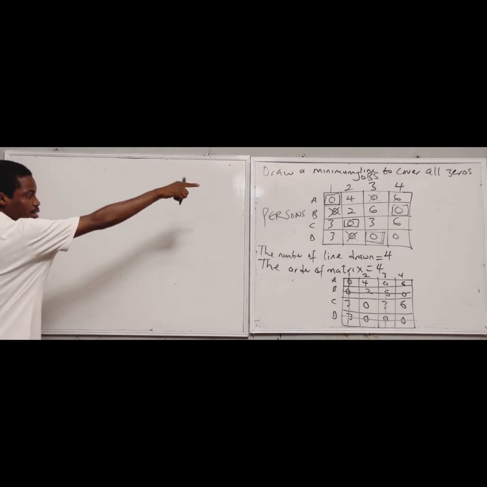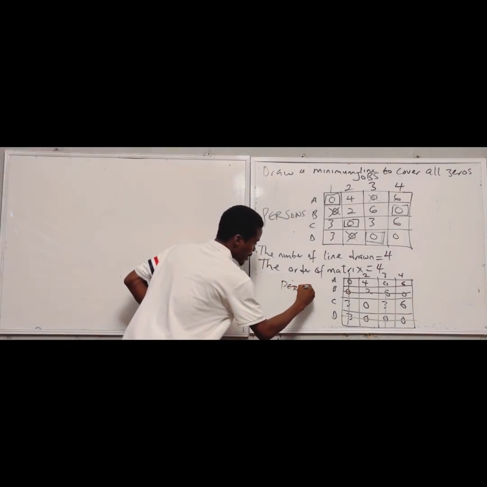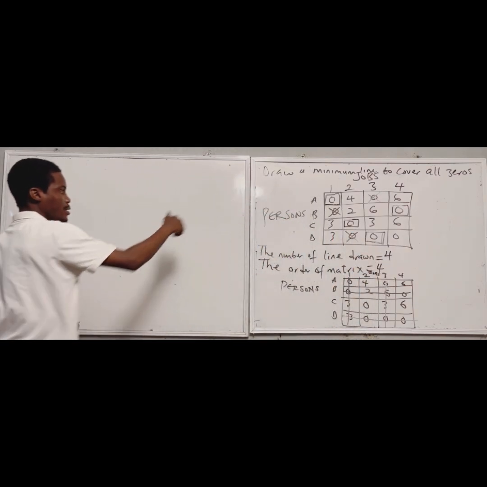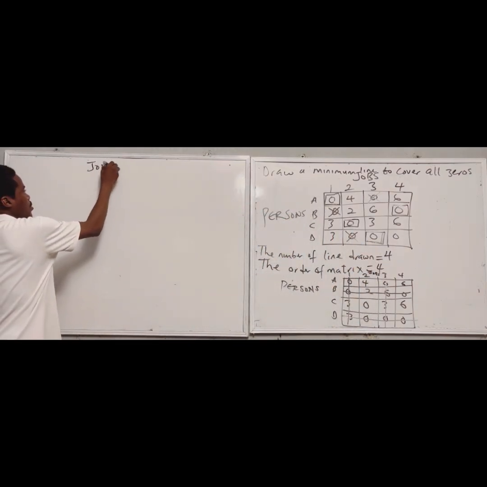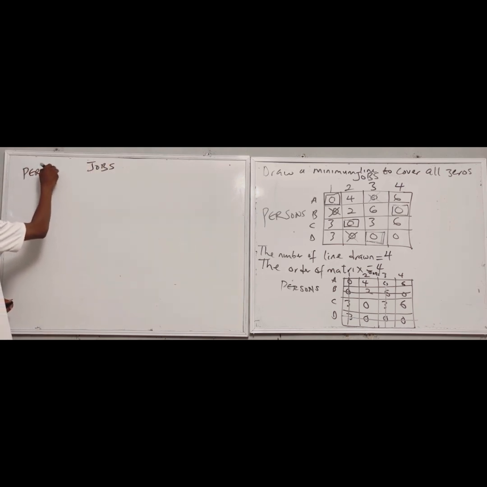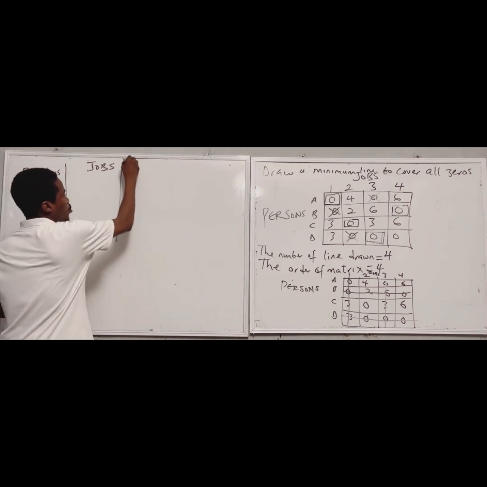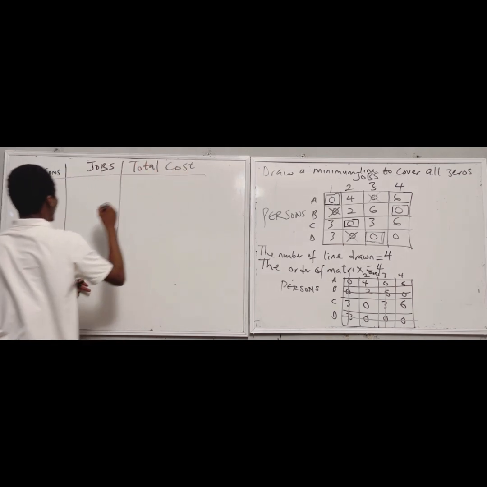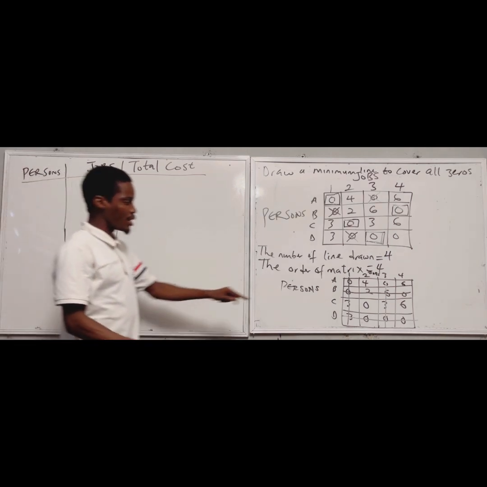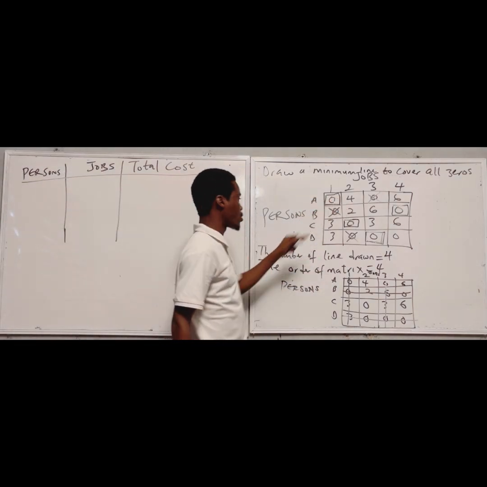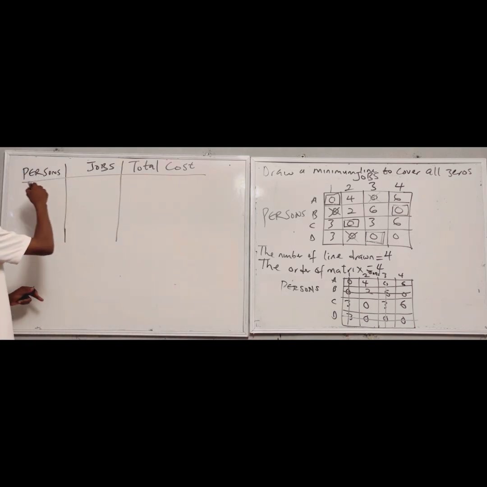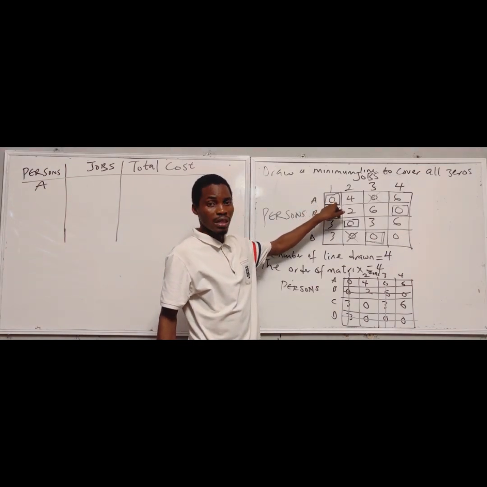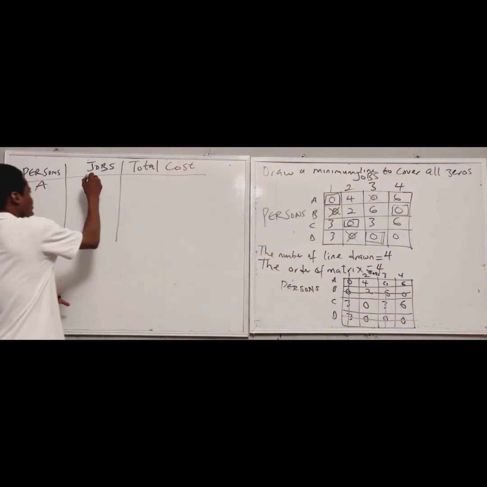So this is persons and job. This is persons, and this is jobs. Either way. So let me consider this jobs, persons, and total cost. So on my this one is A, I cover this one. On my A, what did I cover? I covered this one. So A is assigned to 0, where I cover, which is 1. A is assigned to 1.